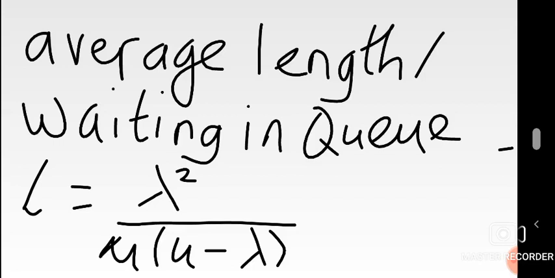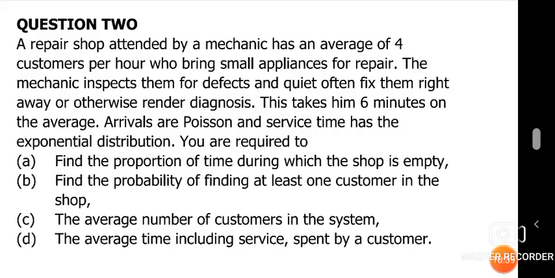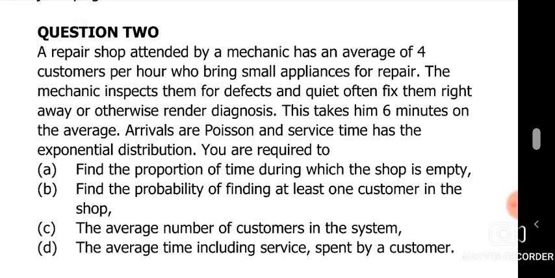So let's now look at an actual question. A repair shop attended by a mechanic has an average of 4 customers per hour who bring small appliances for repair. The mechanic inspects them for defects and quite often fixes them right away or otherwise renders a diagnosis. This takes him 6 minutes on average. Arrivals are Poisson and service time has the exponential distribution. You are required to find the proportion of time during which the shop is empty. It's as good as asking for the probability that the counter will remain idle.